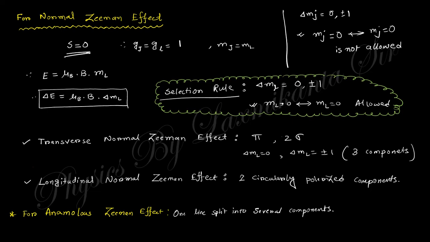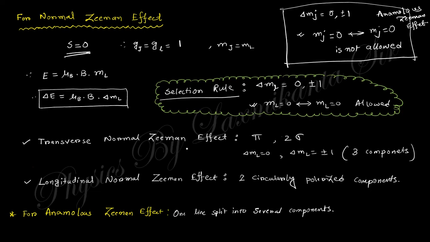In the case of Ml equals 0 to Ml equals 0, it is allowed, but in the case of j, which applies in the anomalous Zeeman effect, it is not allowed. Okay, remember these things; this is for the anomalous Zeeman effect. In the case of the anomalous Zeeman effect, this transition is not allowed, but in the case of the normal Zeeman effect, Ml equals 0 to Ml equals 0 is allowed.